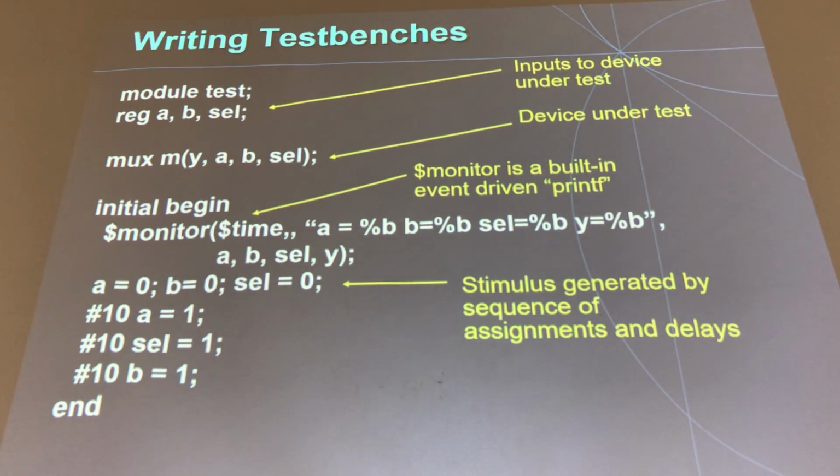Writing a test bench. After you finish your design model, you can write a test bench to generate the input signals. For example, module test, reg A, B, sel. Why reg? Because they appear on the left-hand side. The multiplexer: you are calling one instance of the multiplexer. Just the multiplexer, that's it. And this is the test bench.